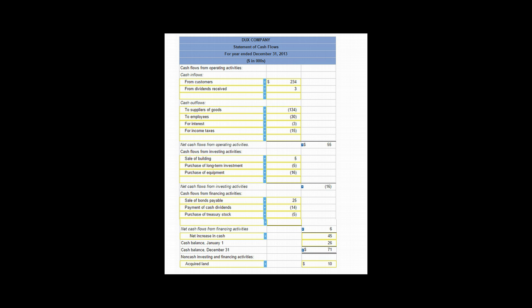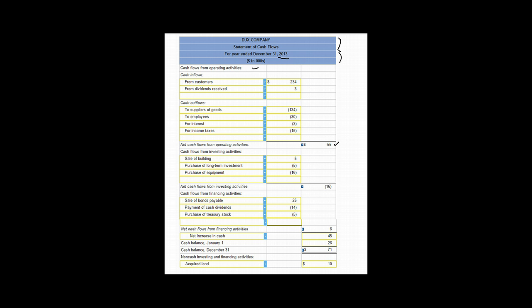So here's our cash flow statement for Ducks, not sure which company. Notice the heading. The heading is correct in that it identifies the company, which statement is being looked at, and that it's for a period of time. It also identifies that we were rounding in thousands. We have cash flow from operating activities, the dollar sign on the first number in the column, and the total being brought over. Notice the 55 ties to our worksheet.